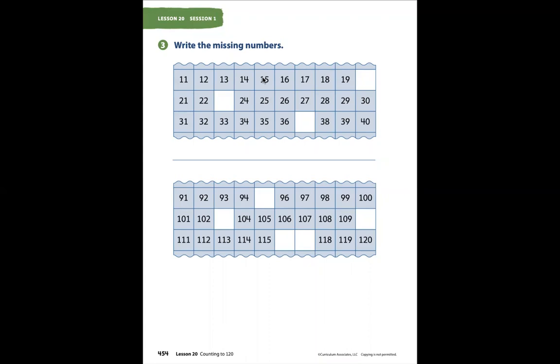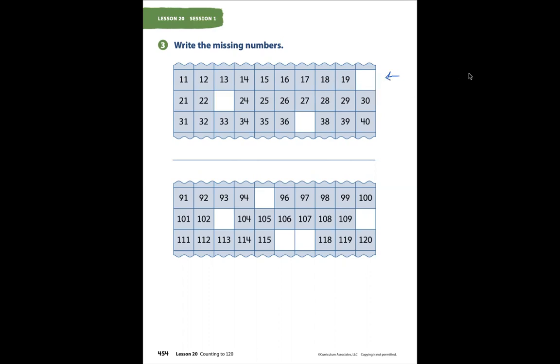Lesson 20, Session 1, page 454. Write in the missing numbers. Remember to look for patterns as we count. 11, 12, 13, 14, 15, 16, 17, 18, 19, and what number goes here?